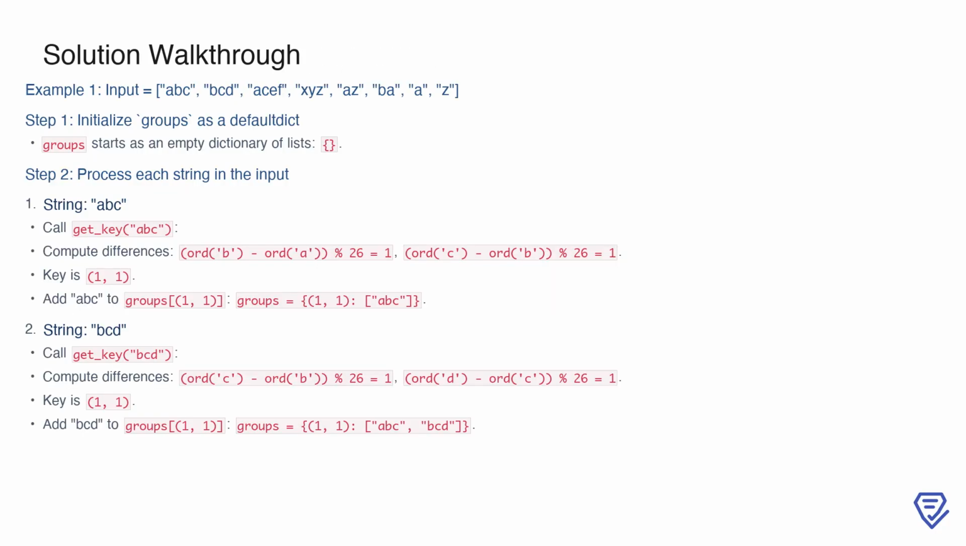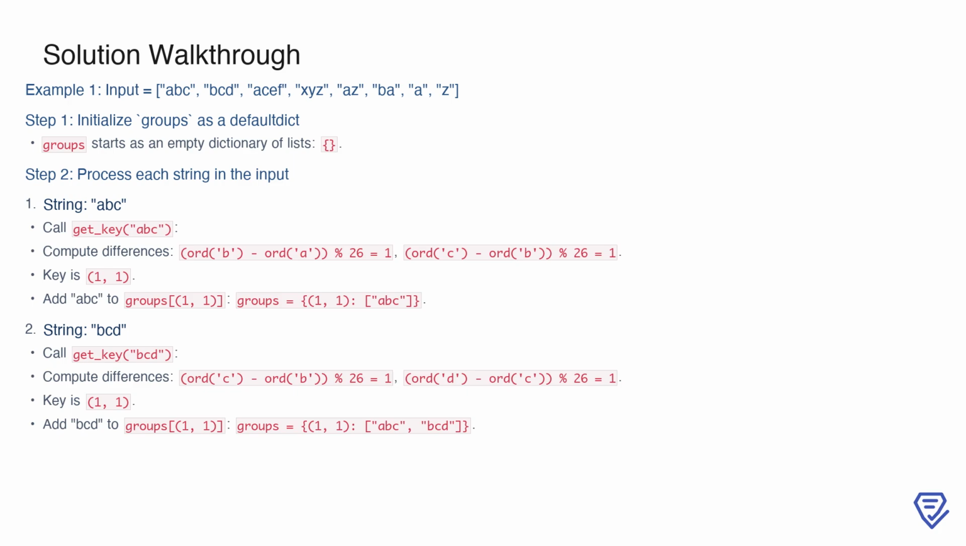We start with the input list of strings: ABC, BCD, ASF, XYZ, AZ, BA, Z. First, we initialize a defaultdict called groups where each key will map to a list of strings. Initially, groups is empty. Now, we process each string one by one. For the string ABC, we call the helper function get_key. This function calculates the differences between consecutive characters, modulo 26. For ABC, we compute the differences as 1 and 1, giving us the key (1, 1). We then add ABC to the list corresponding to this key in groups, resulting in {(1, 1): [ABC]}.